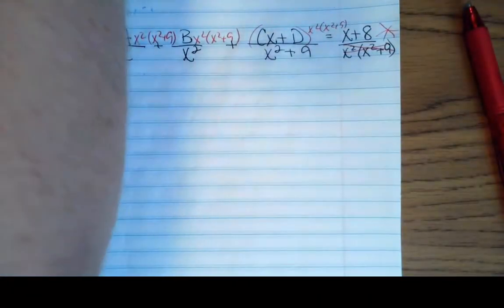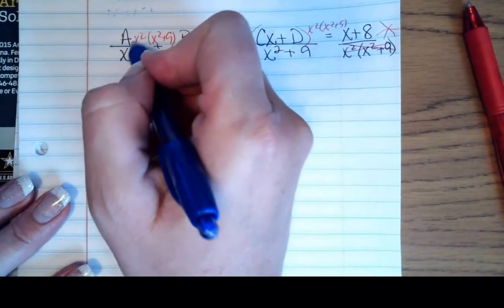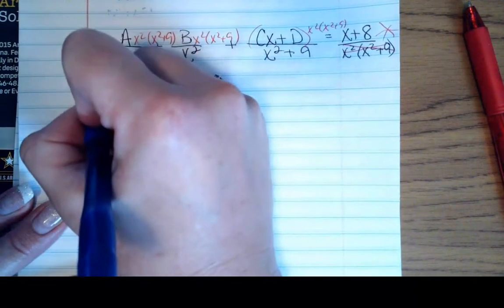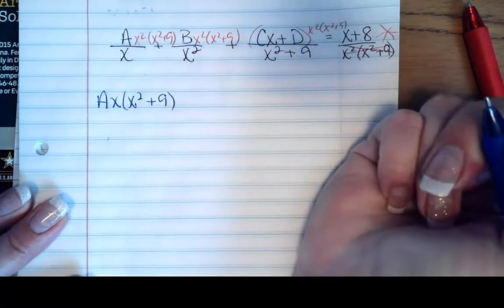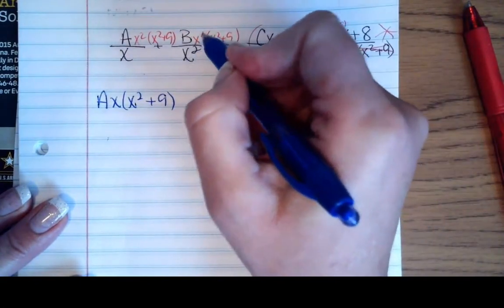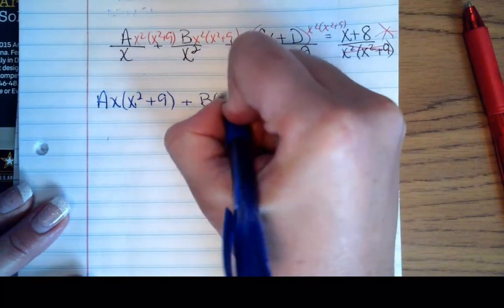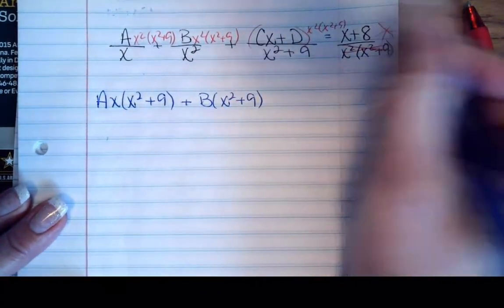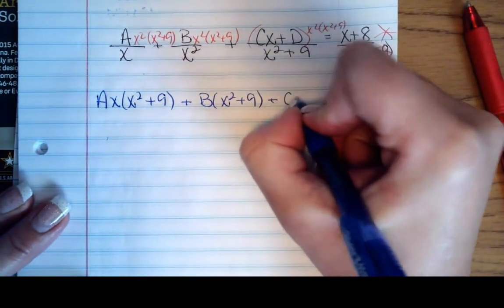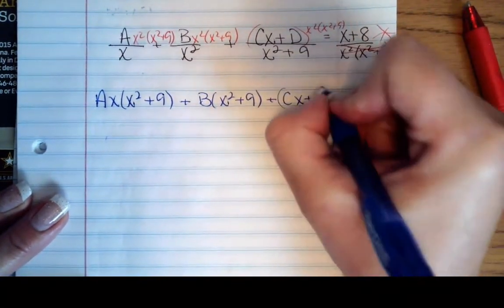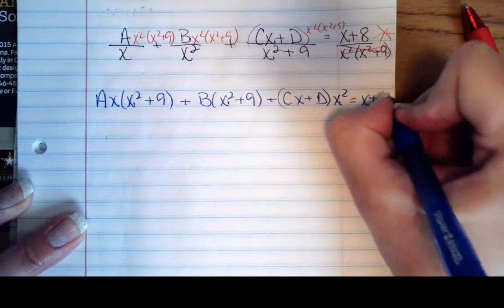Now, I lost my favorite blue pen that I broke. All right, so here we go. What reduces here? Only a single x reduces here, so that's going to leave me with an ax times x squared plus 9. Okay, the x squareds reduce here, so that leaves me with a b times x squared plus 9. The x squared plus 9s reduce here, so that leaves me with just the x squared. And then that's going to equal my x plus 8.